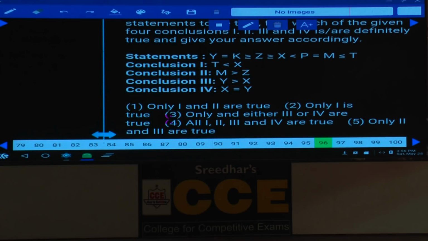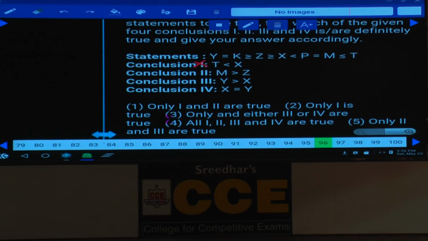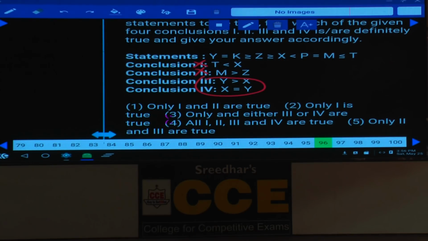Then 96, now in this question number 96, the relation between X and T, X lesser than T. X lesser than T is 2 and T greater than X is 2, but as it is false. Next one M and Z. Now Z and M, two opposite symbols, this is again false. And Y and X, Y greater than or equals to X is 2, hence either 3 or 4, choice 3 is the answer. Now question number 96, it is choice 3.